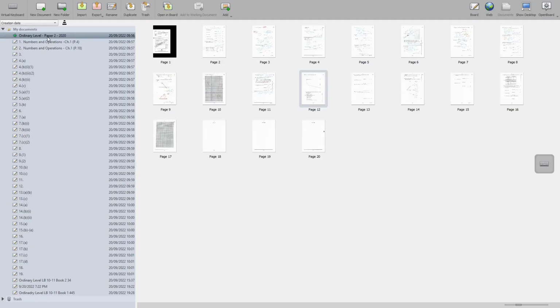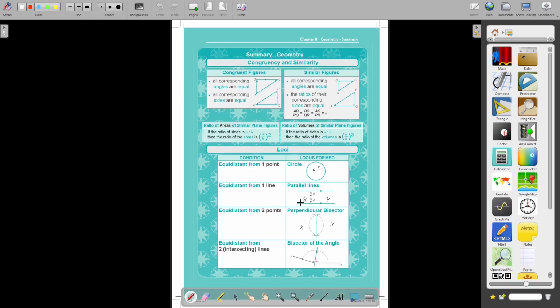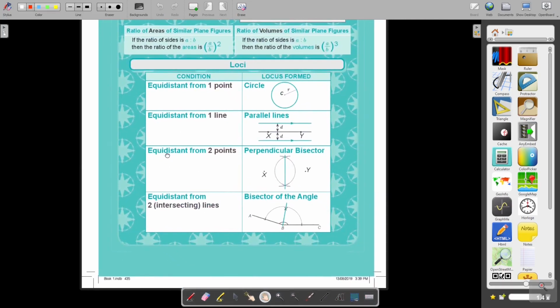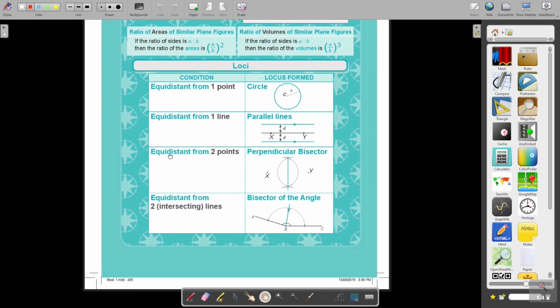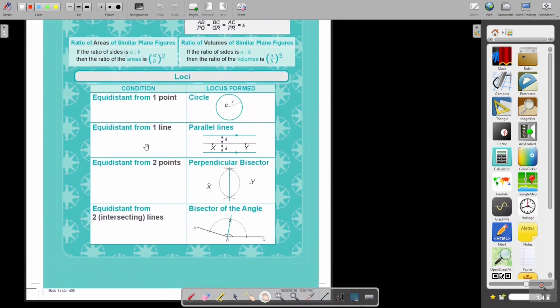The first one I want to show you in the textbook is this summary. Let's just see if I found it here. Yes. This is very important, and then I will show you an example also before we start. So look at this summary, and you will find this summary on page 435 in book 1. It's the end of this chapter, chapter 8.